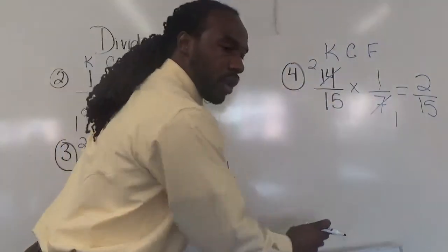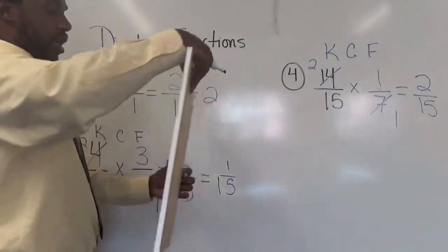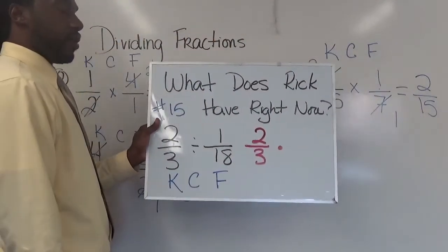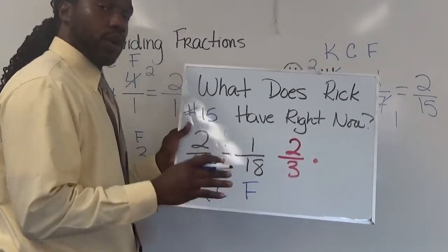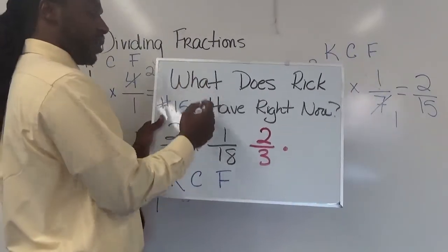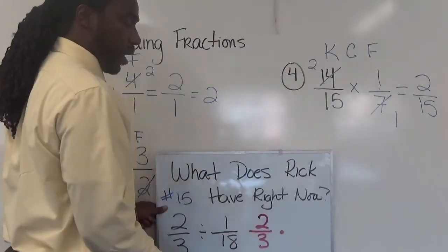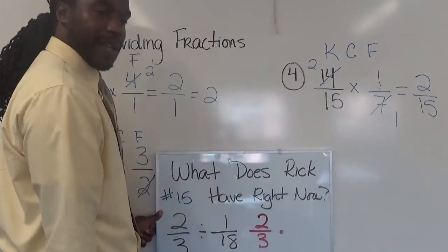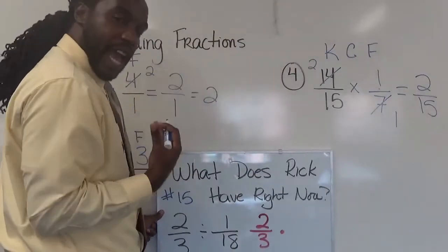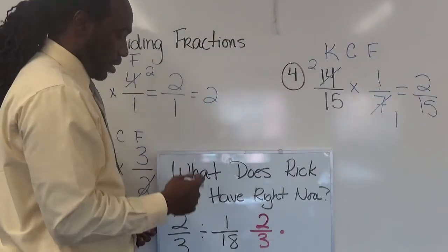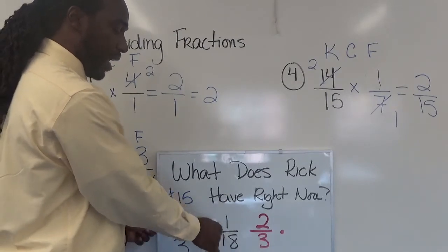Just to give you a little bit more help on the open-ended problems, let's take a look at number 15. All right? It's very important, especially when you're talking about dividing fractions, the order in which you write them. So one of the things I want to ask you is, it says, what does Rick have now? If you think about the problem, they ask you about Rick and about some glue if you read the problem. Always think to yourself, what you have now is the first fraction you will start with. So I'm going to do 2/3 divided by 1/18.